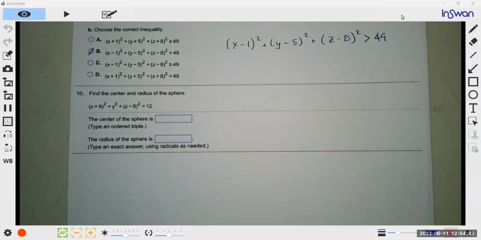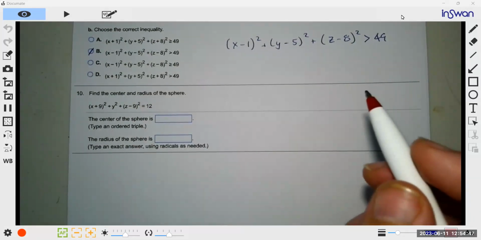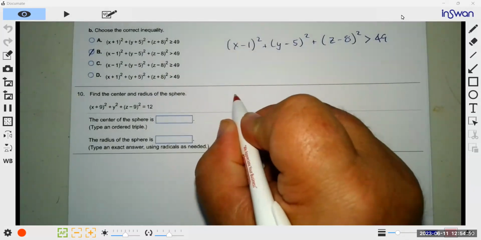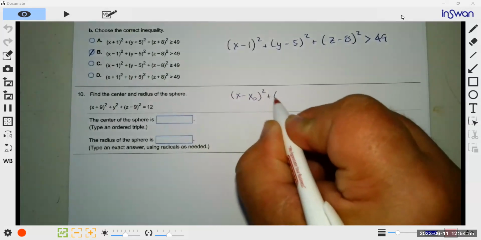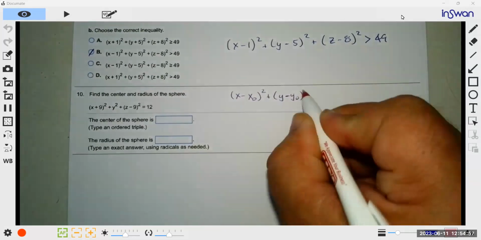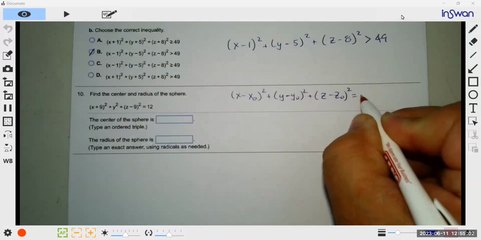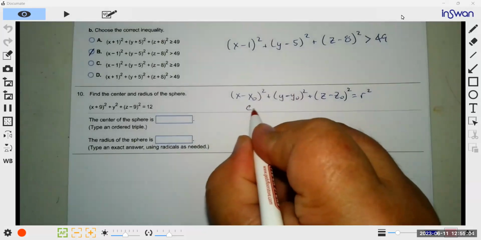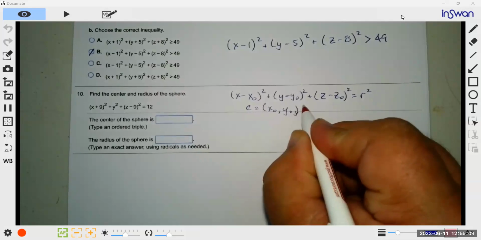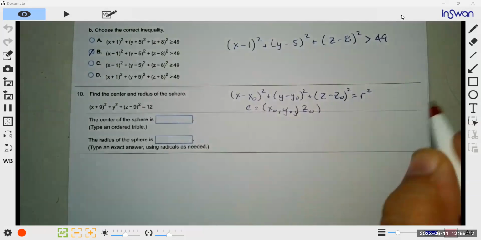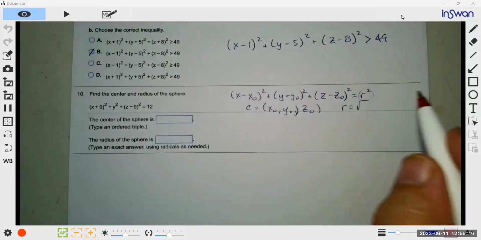And 10, let's look at number 10. Find the center and radius of the sphere. Recall that the equation of a sphere where the center is at x0, y0, and z0, and the radius is whatever the square root of that number is.